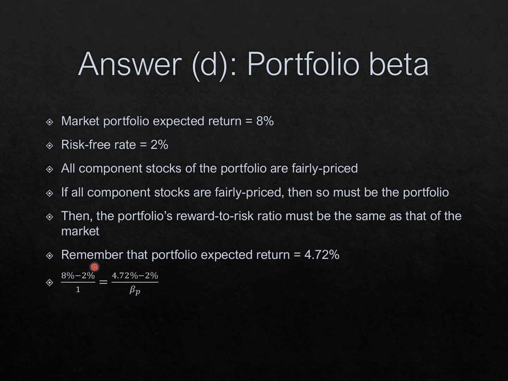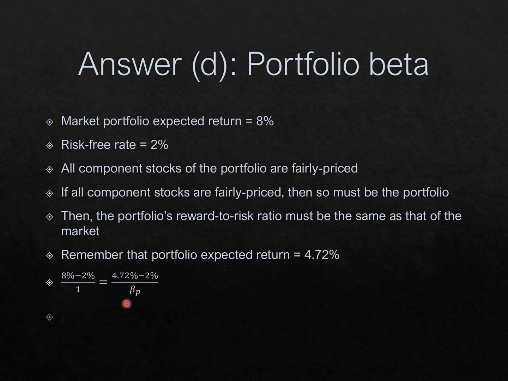On the left, you have the market. 8% is the market expected return, minus 2%, the risk-free rate, divided by the systematic risk for the market, which is always beta equals 1. That reward to risk ratio of the market must be equal to the reward to risk ratio of the portfolio, which is 4.72 minus 2 divided by the portfolio beta. We want to solve for the portfolio beta here.